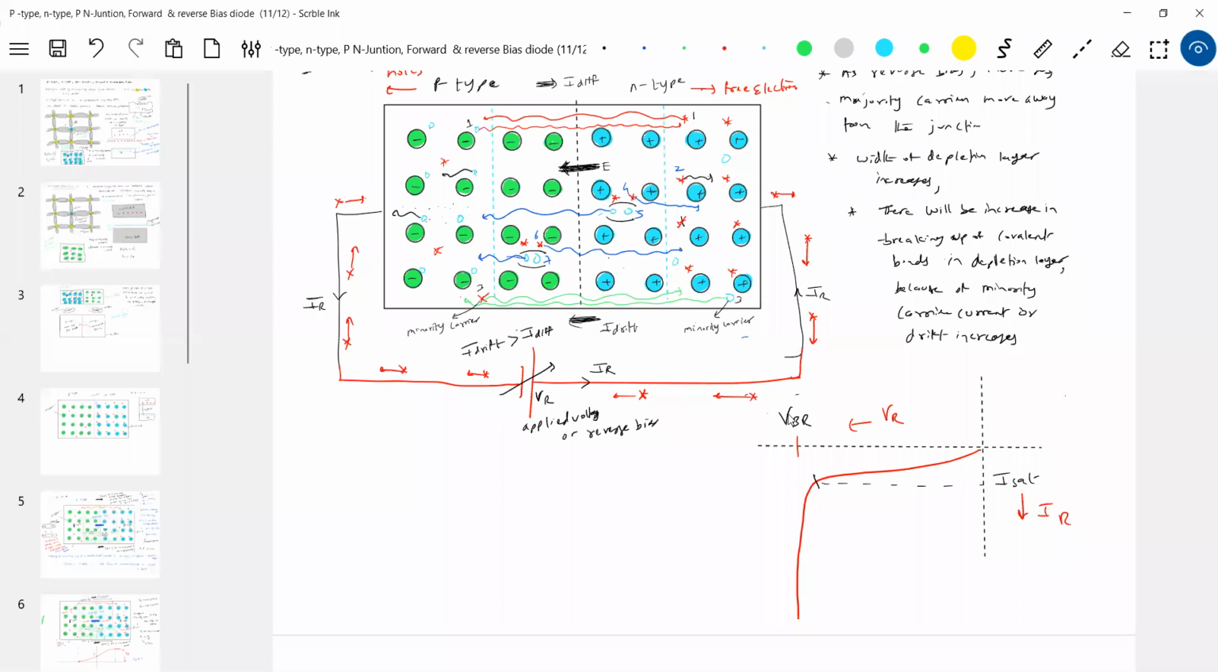Though the width of depletion increases and more covalent bonds break up, still when you go and check, this current will be of the order of 10 to the power of minus 9 ampere or microampere. Very small current, especially this is a very small current. This I saturation, practically you can put around the order of micro or nano ampere. In books, they just put 10 to the power of minus 10 ampere. Okay, fine, justified.